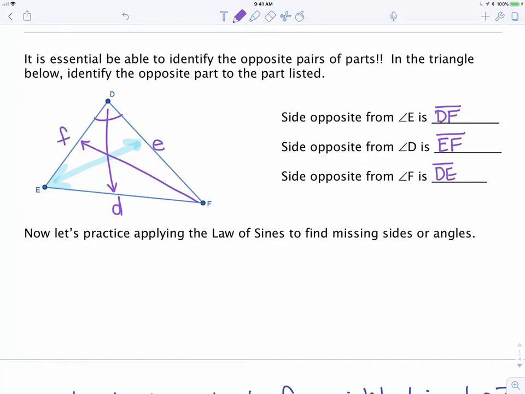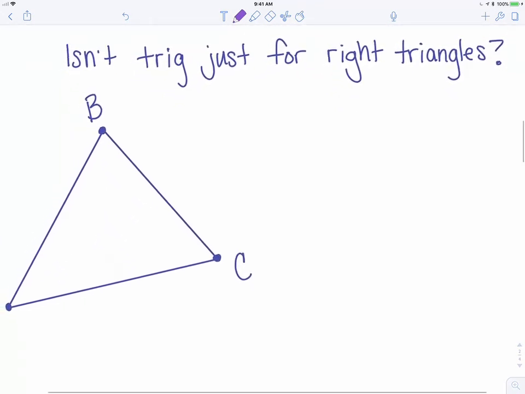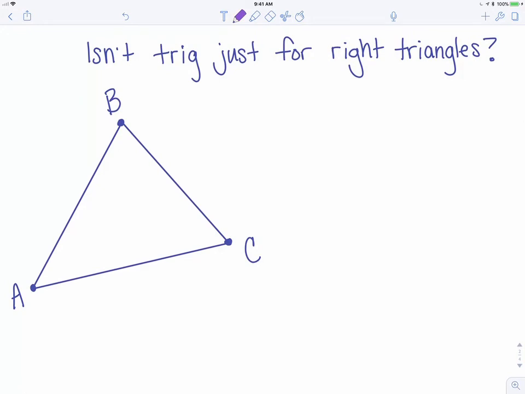Okay, so you're probably wondering at this point, isn't trig just for right triangles? How is it that we have something that works for triangles that are not right? And it turns out that we actually can take any triangle, such as this random ABC that I just drew, put in an altitude, and it will create two right triangles.